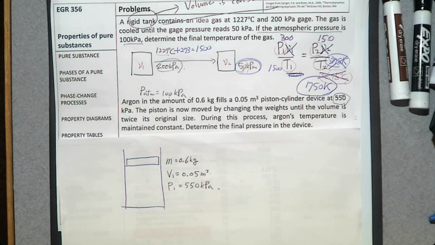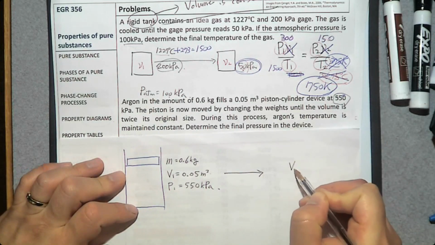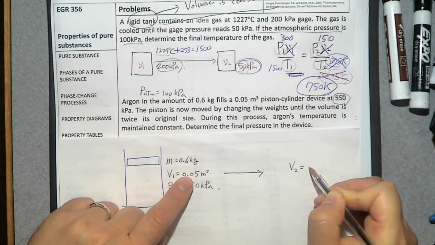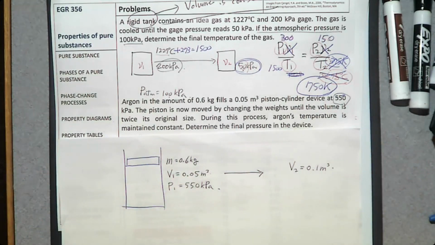I don't know how you can change the weight, but until the volume is twice its original size. So there's an expansion process. Volume is now this one multiplied by 2, 0.1 cubic meters. During this process, the temperature is maintained constant. Determine the final pressure in the device.